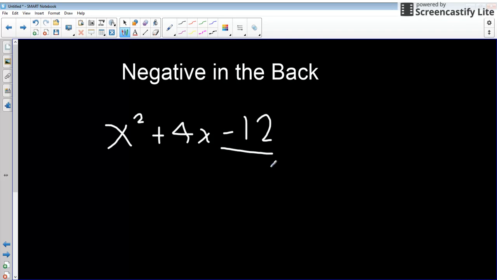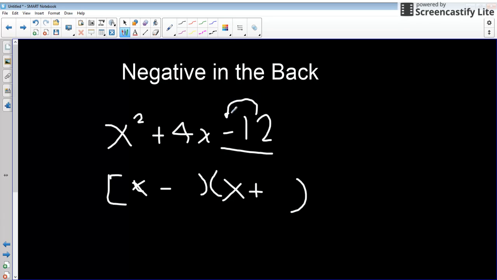The question is, how do you get a negative sign in the back? And the answer is, our two signs in our problem need to be different. You're going to still have x plus something times x plus something, but they can't be pluses anymore. If they're pluses, this would be a positive number, but one will be a negative and the other will be positive. So in this case, it's a little different because now we're looking for factors of 12 that don't add, but they subtract to positive 4.